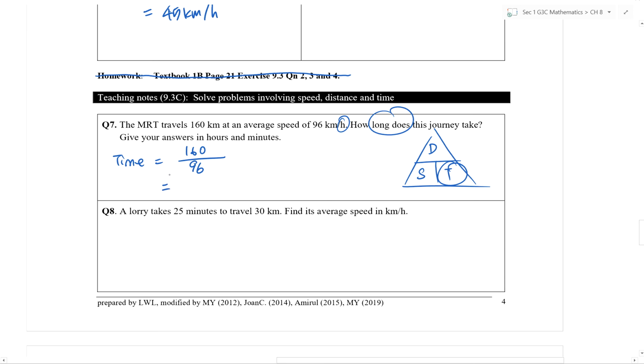So this results in 1 and 2 over 3. We use our calculator. This is in hours. They want it in hours and minutes. So convert that 2 over 3 of an hour to minutes. We get 1 hour and total 40 minutes. So how do we get 40? We take 2/3 times 60.